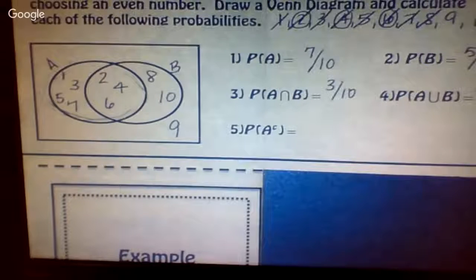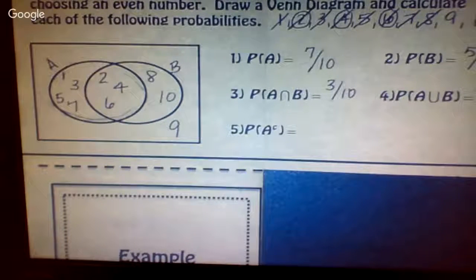The probability of A complement. 1 out of 10? No. What is it? The complement of A. The complement is everything that does not belong in A. 3 out of 10. Why is it 3?